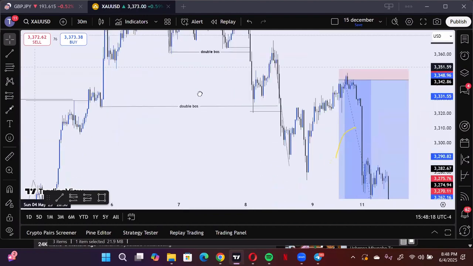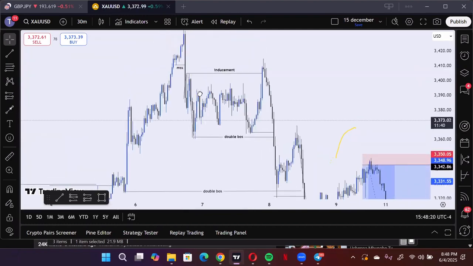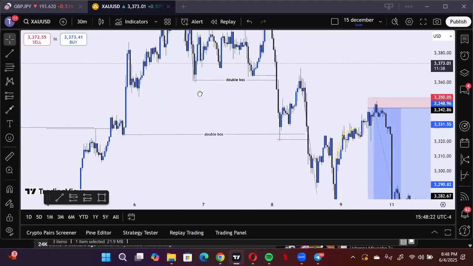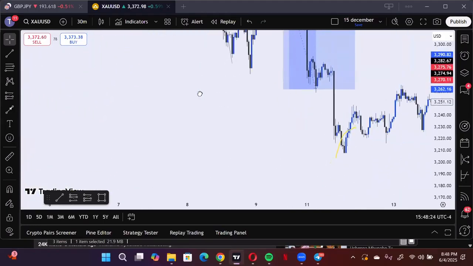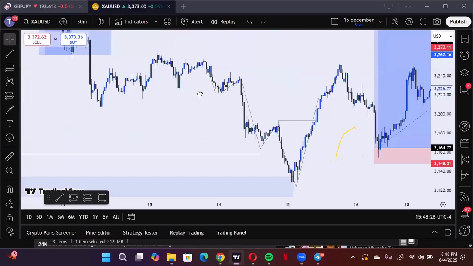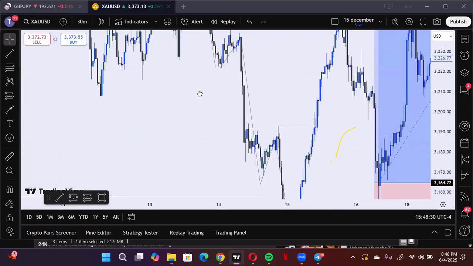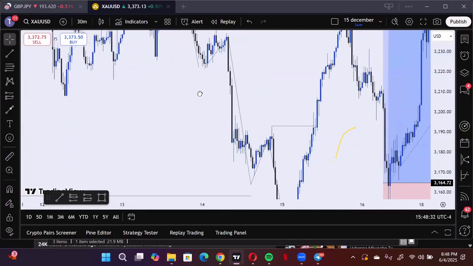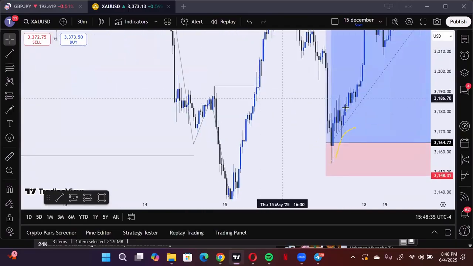So the pullback can be a single candle, it can be multiple candles. It all depends on the volatility of the market at that given moment. As long as the market has given you a structure shift, the candle that pulls back is what your inducement is. So in this scenario here, same thing.